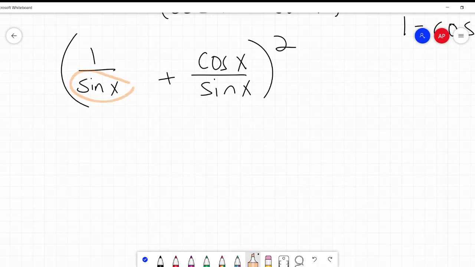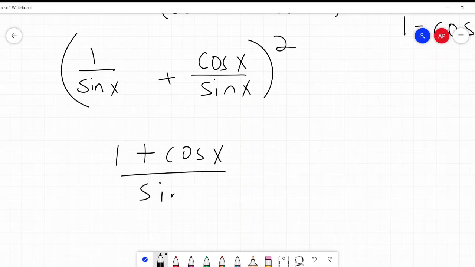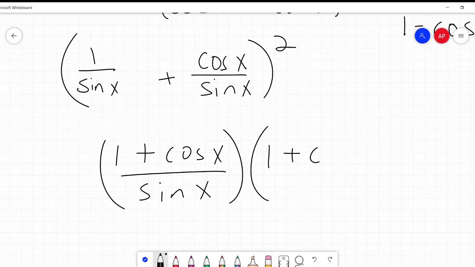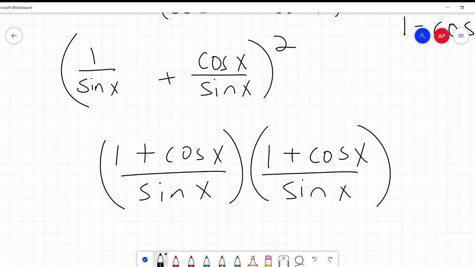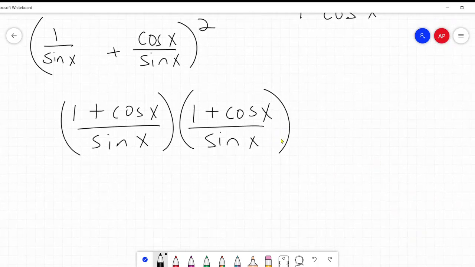Look at this, they have the same denominator. You can add them. So I'm going to add them: 1 plus cosine of x all over sine of x. I just added the numerators. And that is squared. Well, what does it mean to square it? It just means I'm multiplying that times itself, over sine of x. Now, I'm not going to distribute this, and you'll see why in a second. Okay, so on top now, I'm just going to leave them as they are.